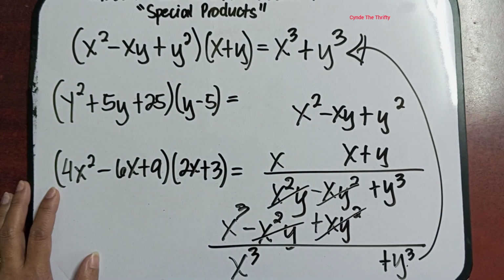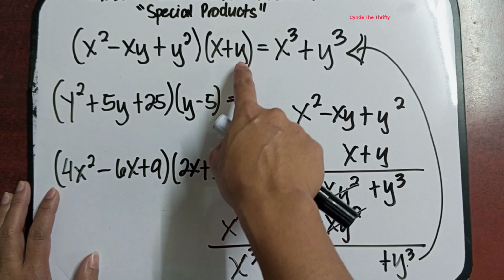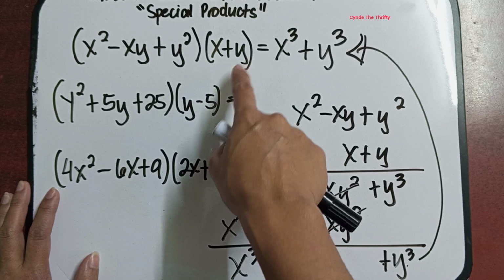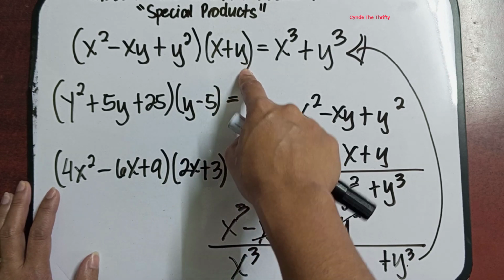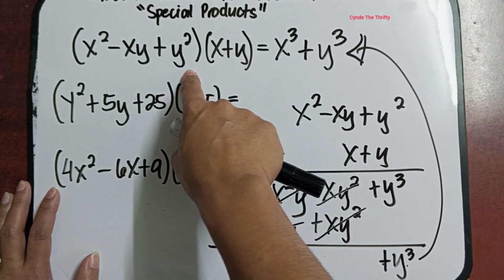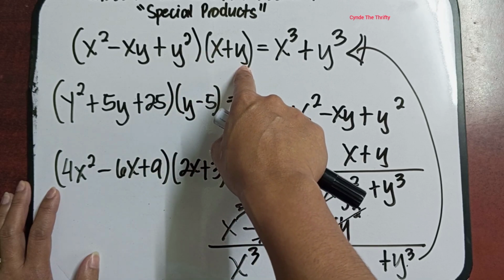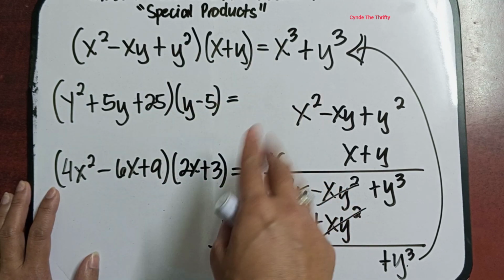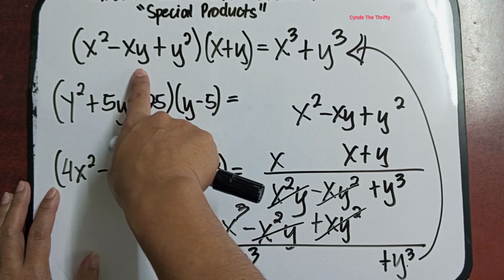Ang pangatlong points naman. Ang pangatlong points, if you square the second term of the binomial, you will get the last term of the trinomial. Okay, so itong si second term ng binomial, kapag i-square daw natin siya, ito yung magiging last term ng ating trinomial. So, y, i-square natin siya is y squared. So, ibig sabihin na satisfy niya ang ating points, kaya ito is a product of a binomial and a trinomial.